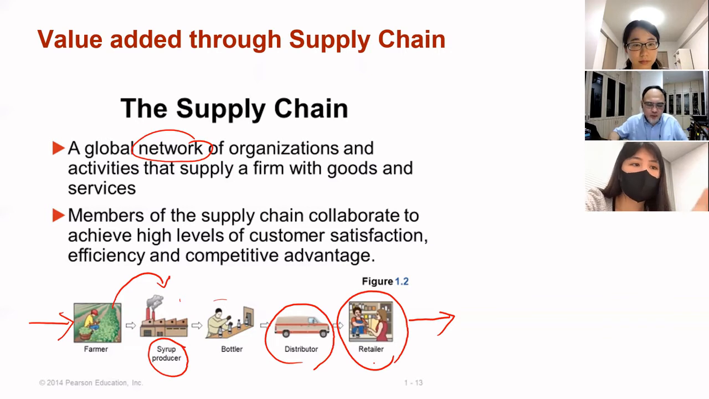that exist in today's business. Okay, so these are members of this supply chain. Members mean they are the components of this. Of course, we have not put in, for example, the bottler. So there is a bottle supplier.